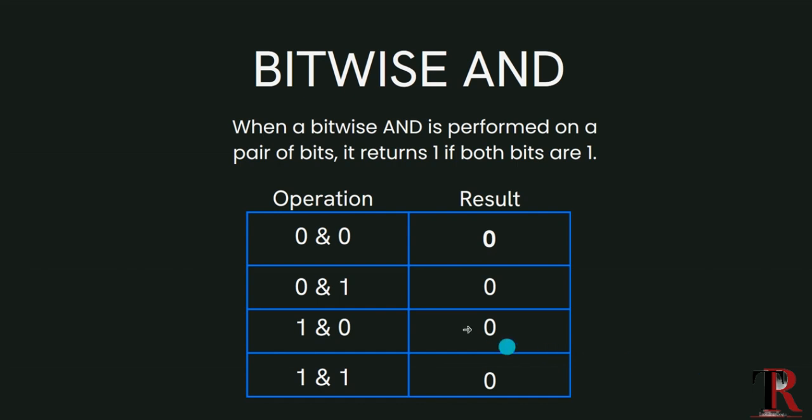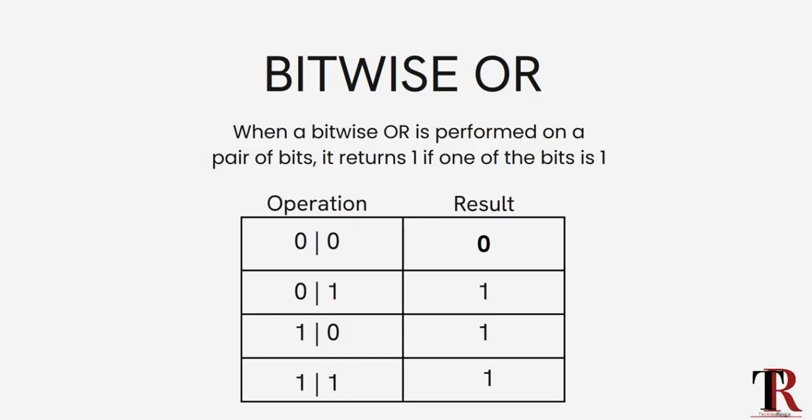So take a look at this table. When you combine 0 and 0, you get 0. When you combine 0 and 1, you get 0. When you combine 1 and 0, you get 0. When you combine 1 and 1, you get 1. So this is just a mistake, sorry about it. The correct answer here is 1, not 0, because it is stated here that when a bitwise AND is performed on a pair of bits, it will return 1 if both bits are 1. That is for AND.